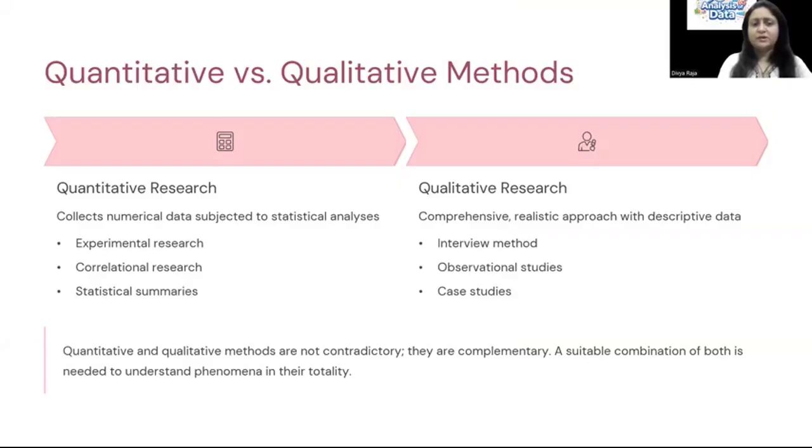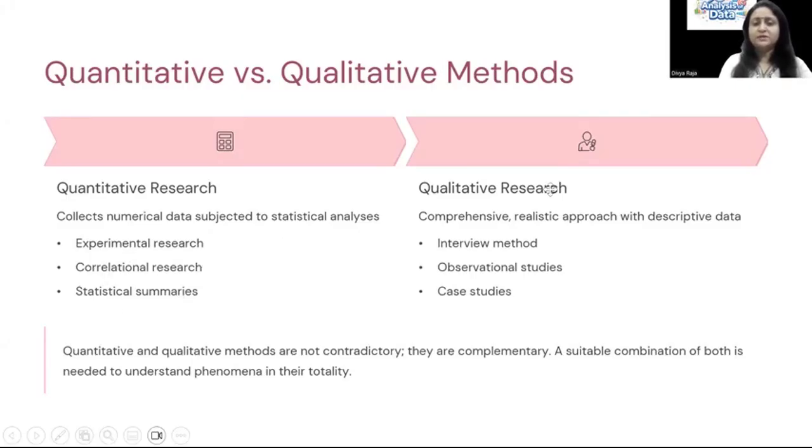Now we come to qualitative and quantitative methods. So what is quantitative research? Here, basically, we collect numerical data subjected to statistical analysis. So the kind of research which employs quantitative methods are basically experimental research, correlational research, and statistical summaries.